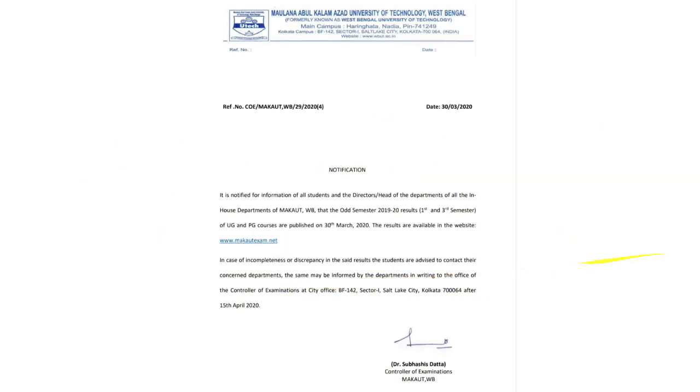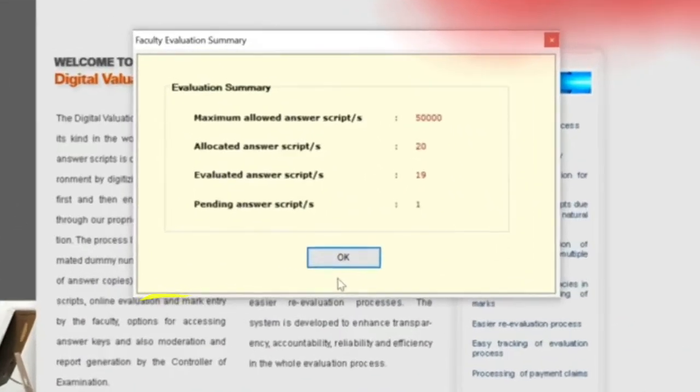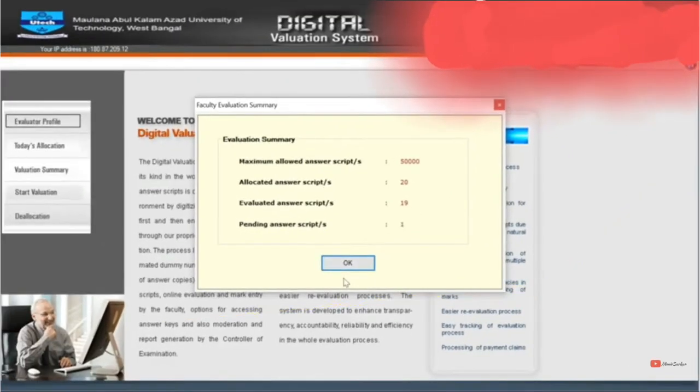Now let's move forward. This is another part, the digital evaluation system. This digital evaluation system is for the benefit of the students, and it is really very nice and helpful. But when you start a new system, if you develop new coding, there might be at least a 0.1% or maybe 0.01% possibility of a bit of system error, right?